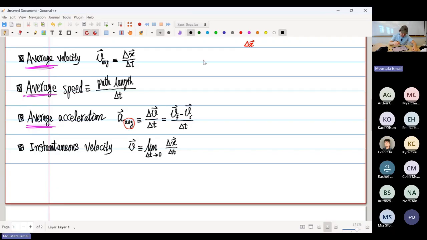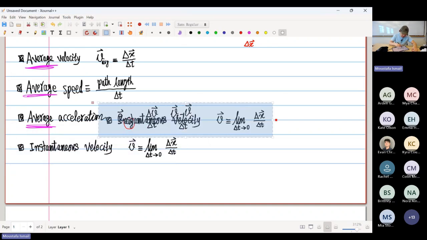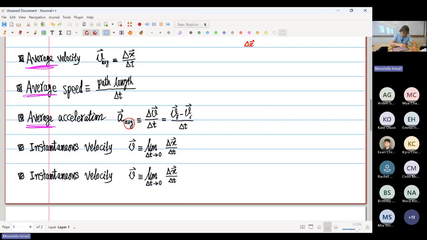So instantaneous velocity, and in the same way, instantaneous acceleration is exactly the same definition, but we replace the word velocity by the word acceleration.